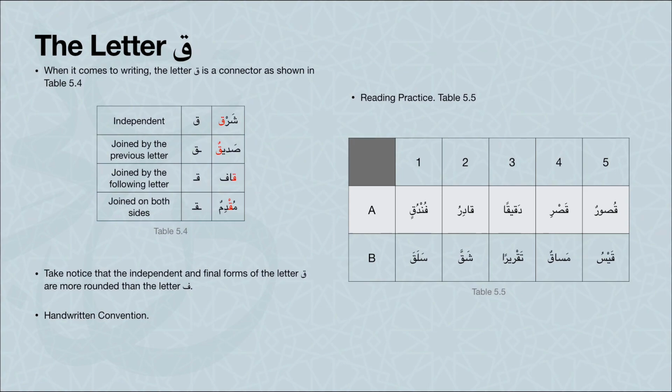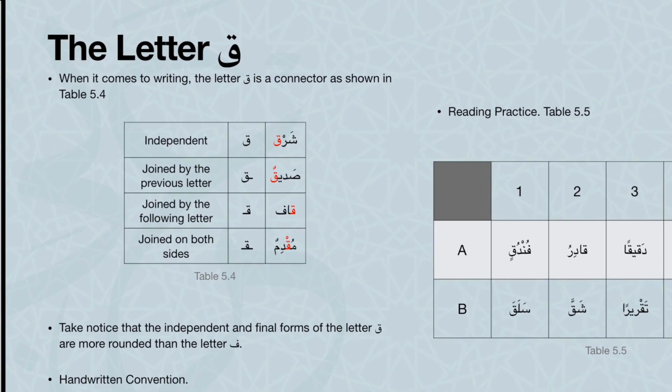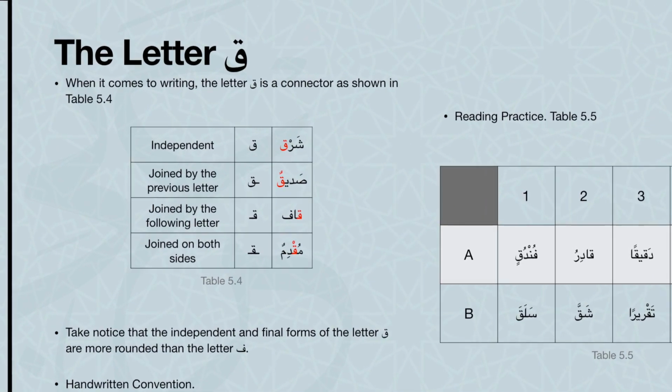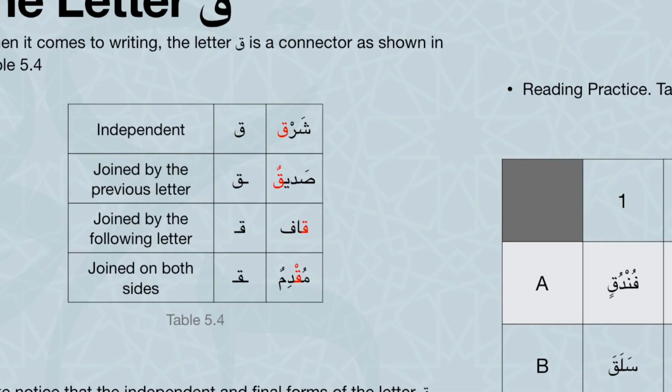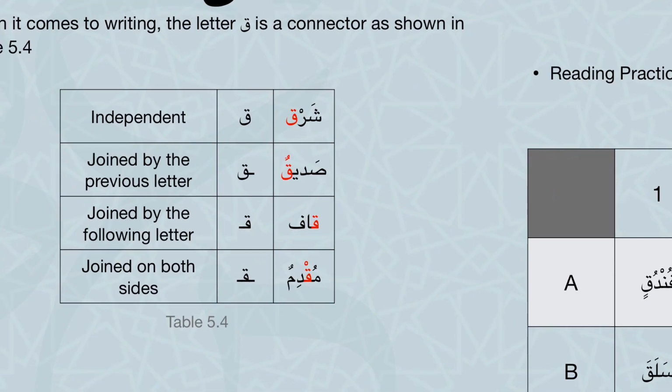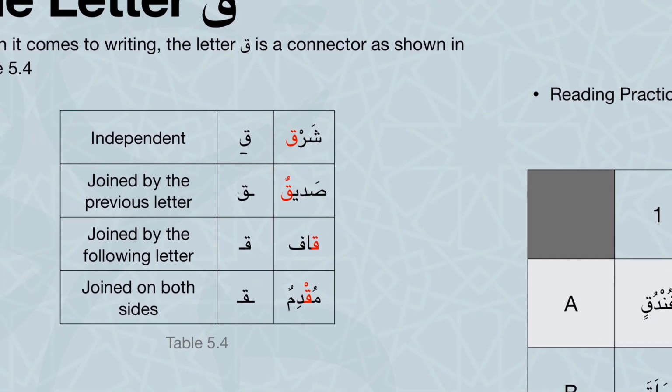Okay, so again, we're going to see how the letter qaf is written. Of course, it's a connector. It means that it follows the paradigm we're used to at this point. So it can be independent, or joined by a previous letter, a following one, or both sides. So the first one is the qaf basically written with it.